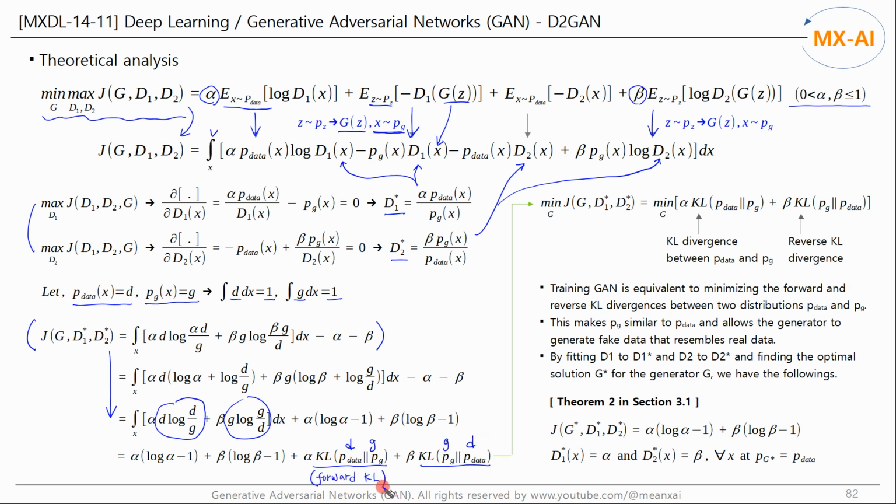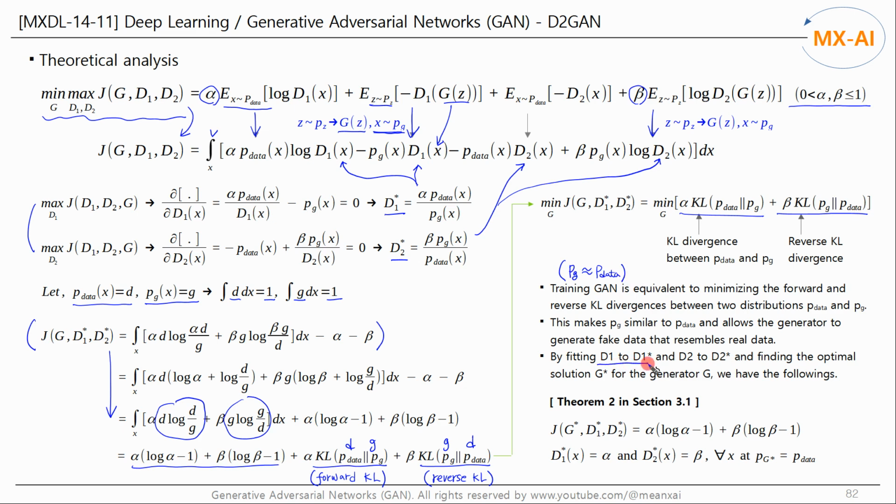This is called forward KL divergence, and this is called reverse KL divergence. Since the first two terms are constants, we only need to minimize these two KL divergences. That is, training a D2GAN is equivalent to minimizing the forward and reverse KL divergences between two distributions P data and PG. This makes PG similar to P data and allows the generator to generate fake data that resembles real data.